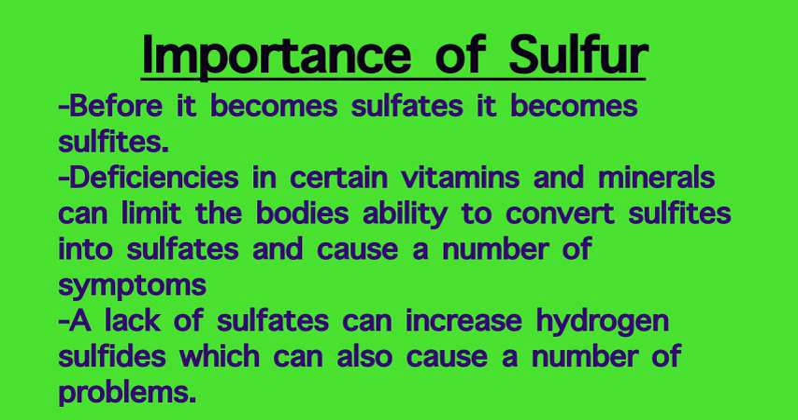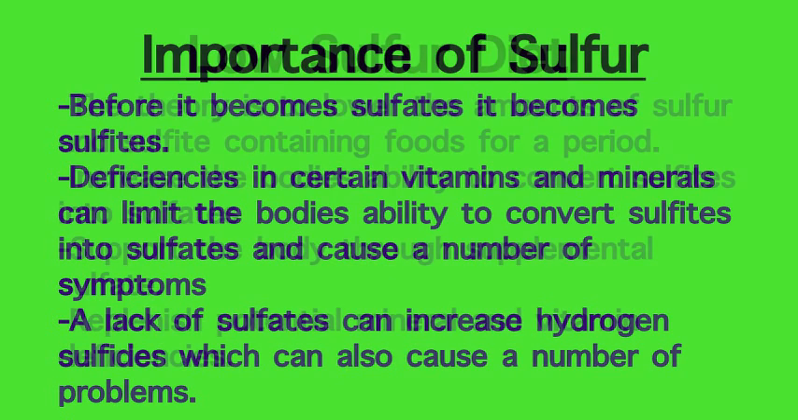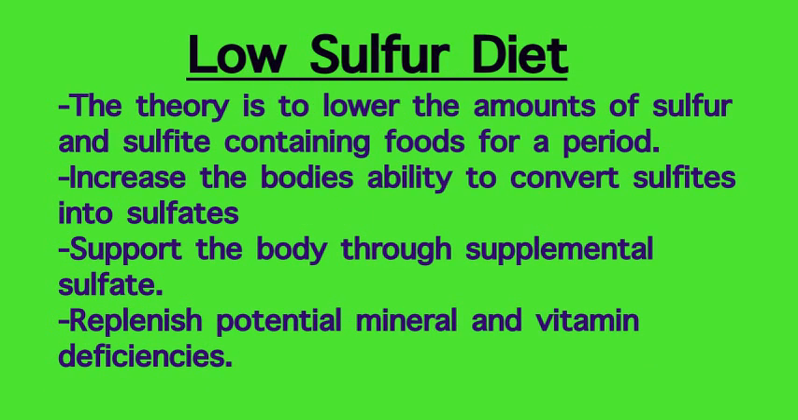A lack of sulfates can increase hydrogen sulfides, which can also cause a number of problems, specifically digestive problems. The theory of the low sulfur diet is to lower the amounts of sulfur and sulfite containing foods for a period of time, increase the body's ability to convert sulfites into sulfates, support the body through supplemental sulfates, and then replenish potential mineral and vitamin deficiencies that are required for these conversions.